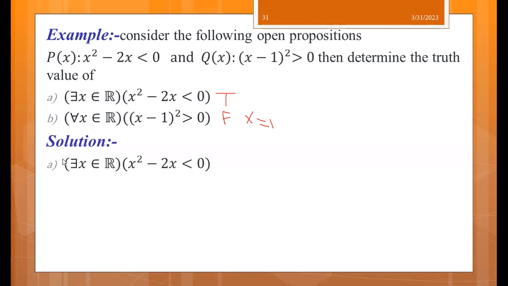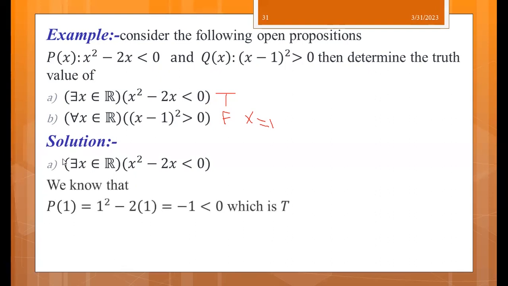That means there exists x an element of R, x squared minus 2x less than 0. You know that if you substitute 1 here, it is false, so the first one is true. Hence, there exists an element of R, x squared minus 2x less than 0, is true.